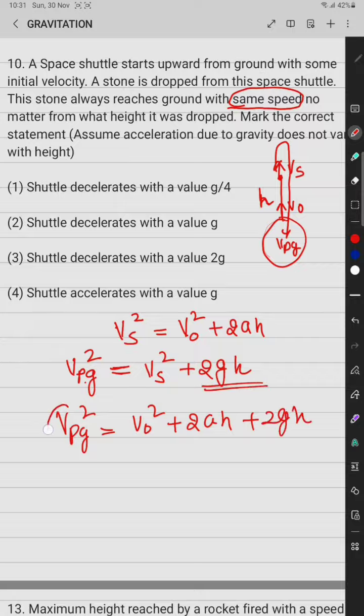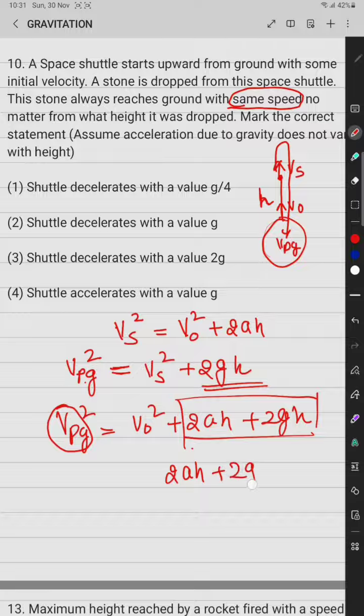Now the velocity of the particle is supposed to remain the same, which means this term will be 0, and this term, twice ah plus twice gh, equals 0. That's why acceleration is equal to minus g. It means the shuttle decelerates with the value of g.